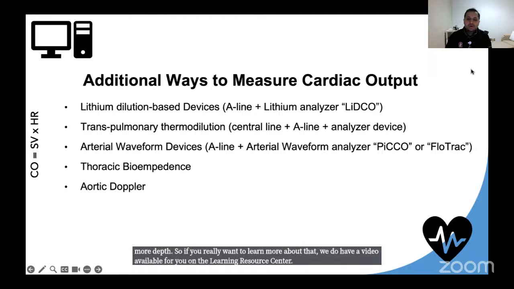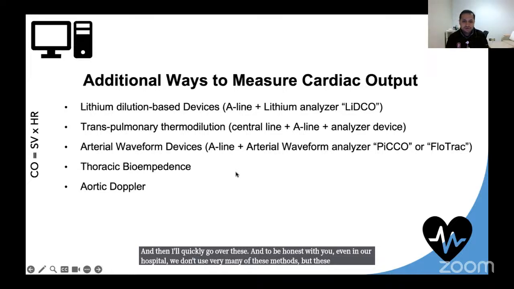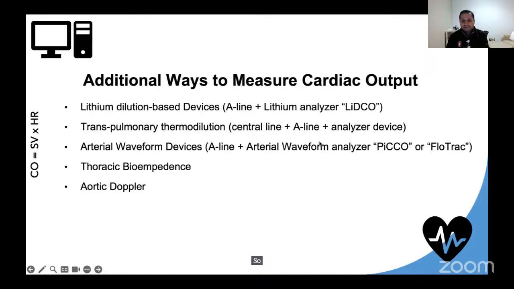And then I'll quickly go over these. To be honest with you, even in our hospital, we don't use very many of these methods, but these are used in several hospitals, at least in the United States and also probably elsewhere in the world. Some of these are half invasive, half non-invasive measures of cardiac output.